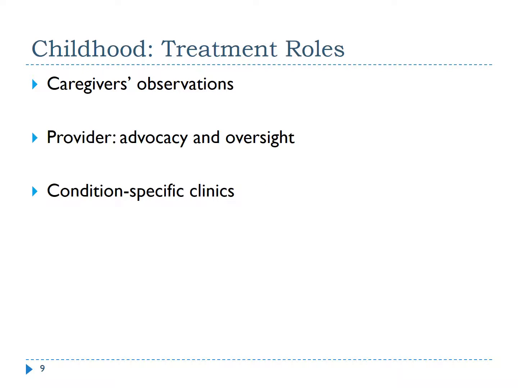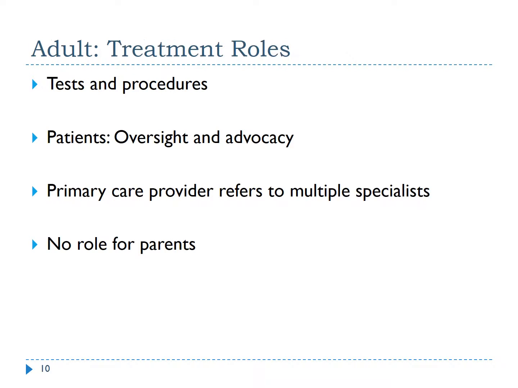Pediatric providers rely on parents' observations about the child's development, changes in their health status, response to medications, and so forth. The provider is responsible for active advocacy and oversight. Children with complex medical needs often receive care through condition-specific clinics. Adult-oriented providers conduct tests or procedures to diagnose a new condition. They rely less on the observations of the patient or caregiver, especially with new patients. Patients, rather than providers, have primary responsibility for oversight and advocacy, such as requesting that a specialist forward test results to the primary care provider or getting prior approvals from insurance.